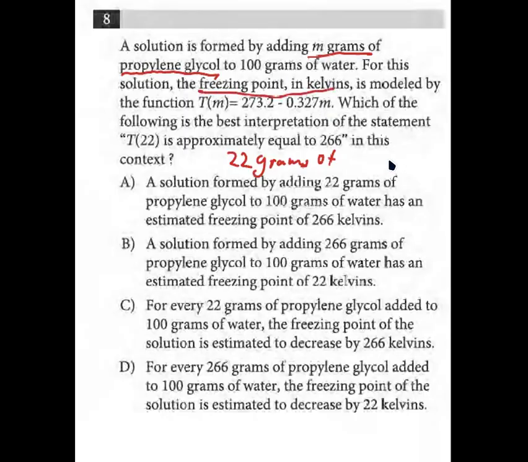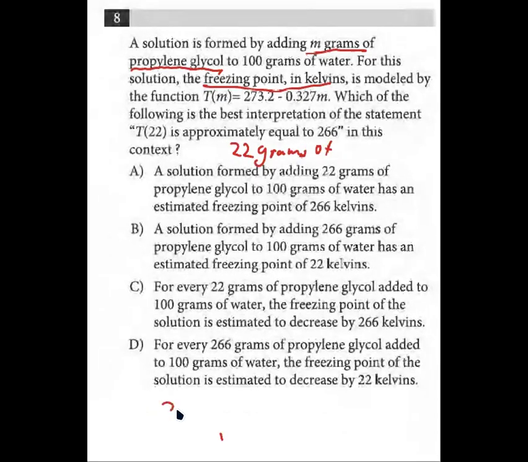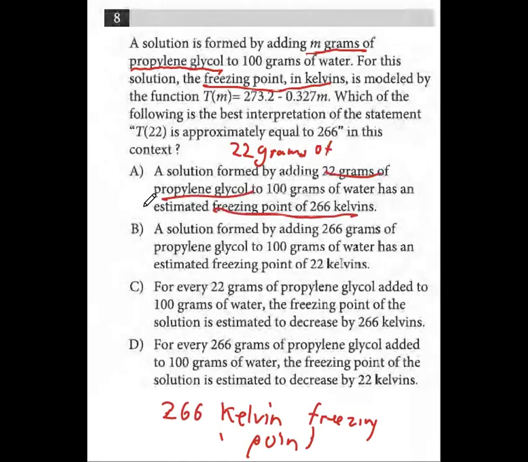So in this case, we have 266. Kelvin is the freezing point. So which answer choice matches that? Well, in this case, 22 grams of glycol and estimated freezing point 266 Kelvin. So the correct answer is A.